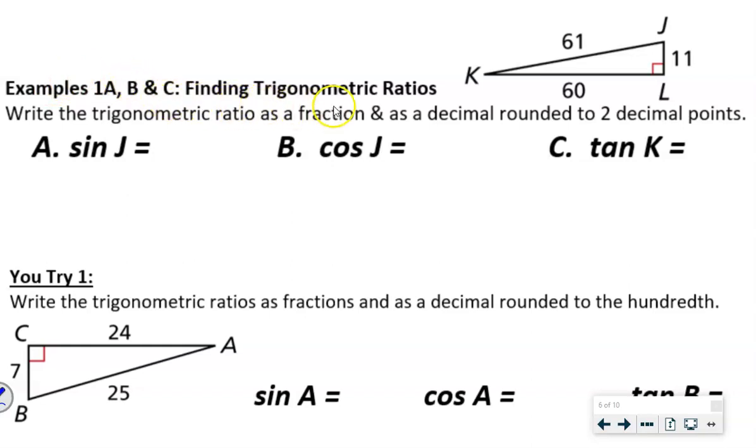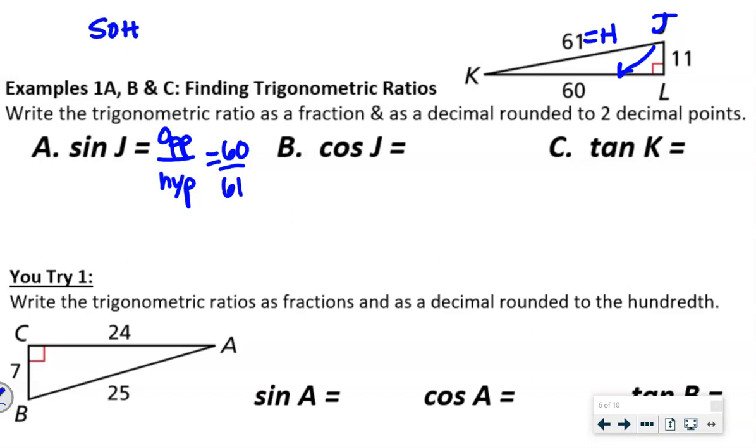Examples 1A, B, and C say find the trigonometric ratio. We're going to write the trigonometric ratio as a fraction and as a decimal, rounded to 2 decimal places. So what I'm going to do first is sine, which is SOH, right? So that's sine, opposite over hypotenuse. We're going to look at angle J. Angle J is up here, so the side opposite is that 60. And the hypotenuse, you could always label that H because we're always going to know what that is. So that's 60 over 61.